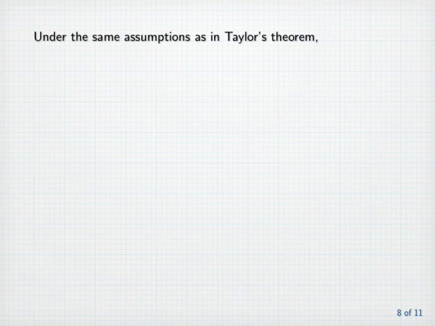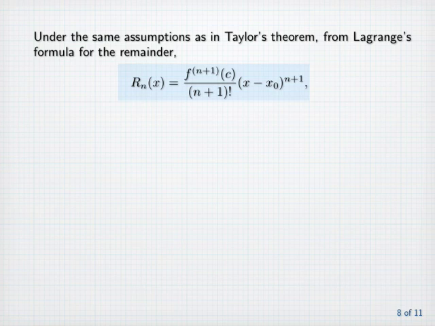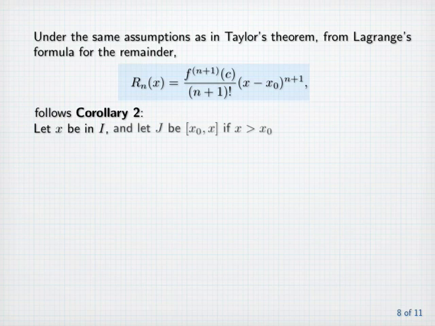Under the same assumptions as in Taylor's theorem, from Lagrange's formula for the remainder follows Corollary 2. Let x be in I, and let J be the closed interval from x naught to x if x is greater than x naught, and the closed interval from x to x naught if x is less than x naught.